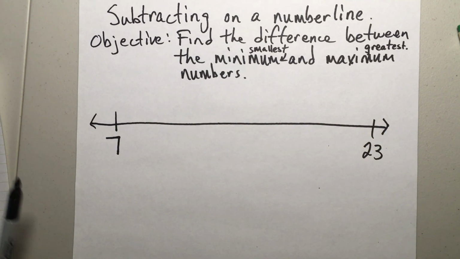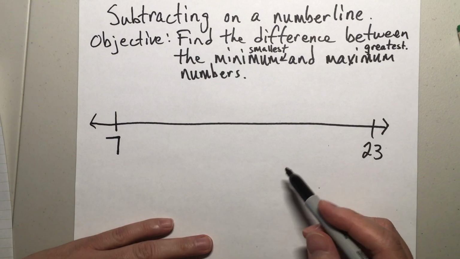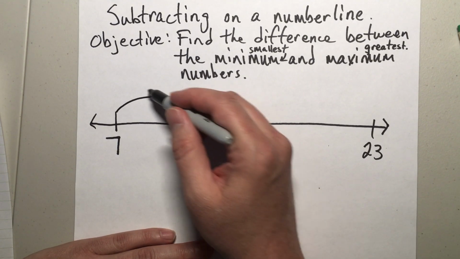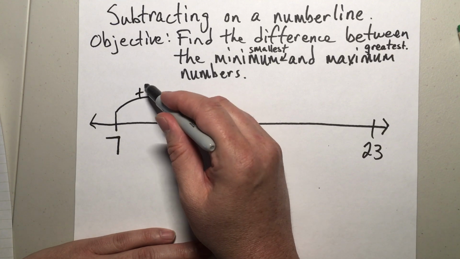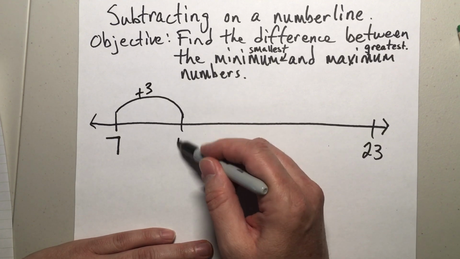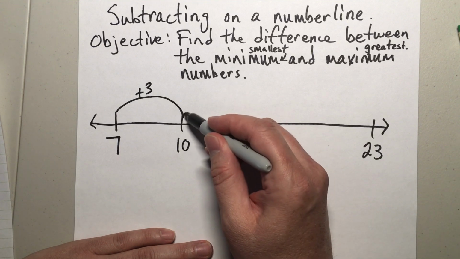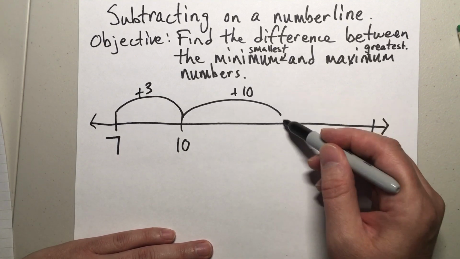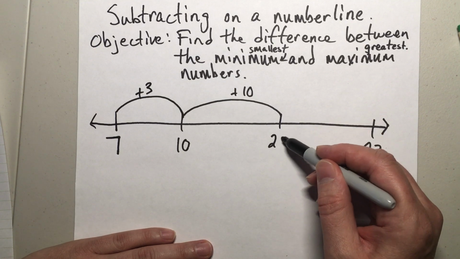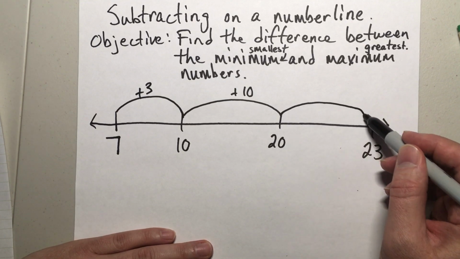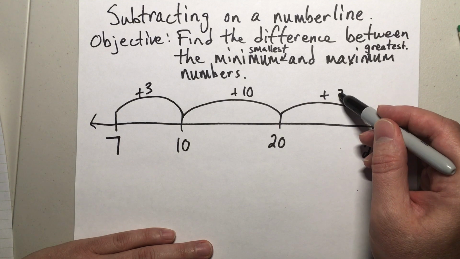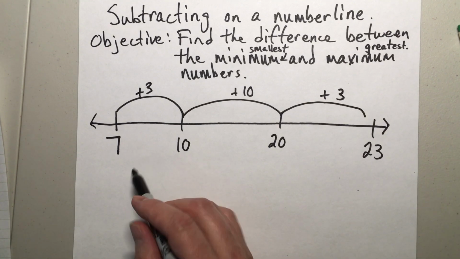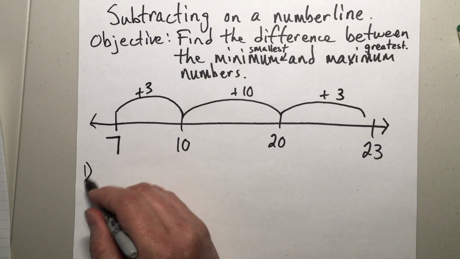Okay, so let's take a look now at this one. Okay, what I'd like to do here is I'd like to add 3 to get to 10. Maybe add another 10 to get to 20. And then maybe add another 3 to get to 23. And I actually forgot to write the problem here, and that's fine.